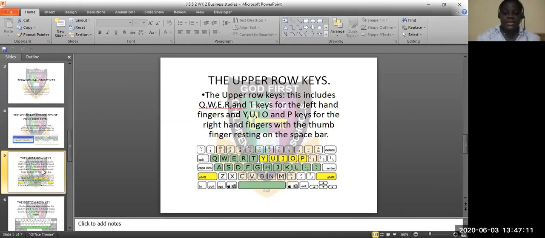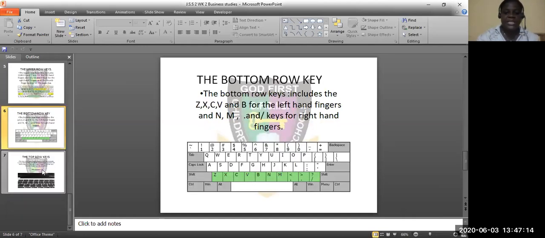Then taking us to the next row keys, which is the bottom row keys. The bottom row keys is the one directly below the home row keys. It includes Z. You place the smallest finger of your left hand on the Z, the next one on the X, the next one on the C, and the next one on the V. The last one, you place it on B.